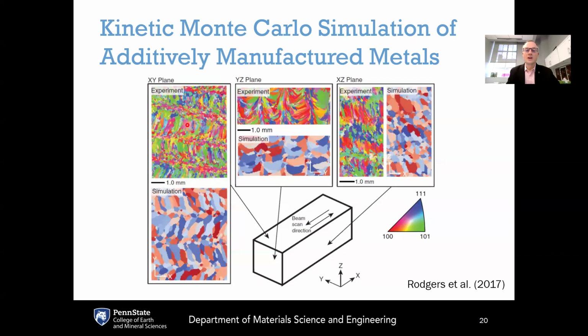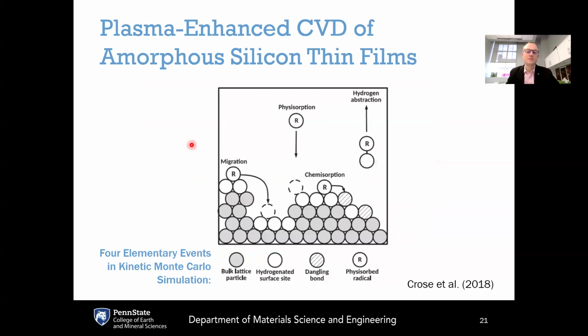What they've done is to incorporate the material conditions and the process conditions, used kinetic Monte Carlo to get the evolution of these grain structures, and then successfully validated that with experiments. Another example of kinetic Monte Carlo, due to Kroos et al. from 2018, is in the plasma-enhanced CVD, chemical vapor deposition, of amorphous silicon thin films. And here you've got a growing thin film, and this is growing from deposition of atoms from some supersaturated vapor.